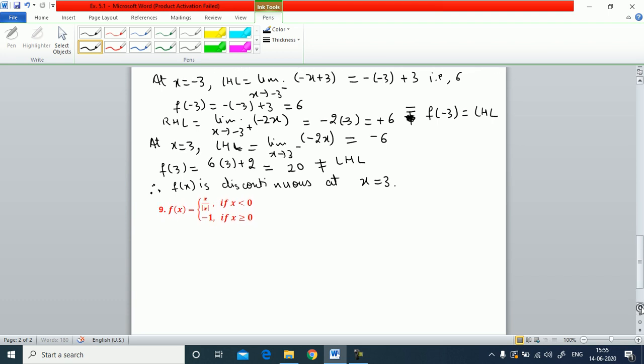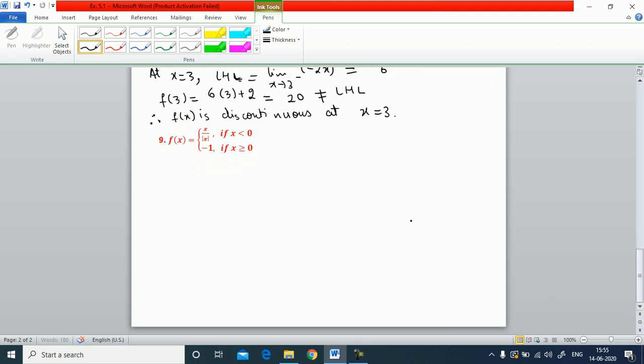See, this one we will be able to do just by using the definition of modulus function. No calculation is required. Let us redefine the function. f(x) is x divided by mod of x when x is less than 0. So you quickly recall how do we write mod of x when x is less than 0. When x is less than 0, we write mod of x as minus x. So it reduces to minus 1 and the condition is x is less than 0.